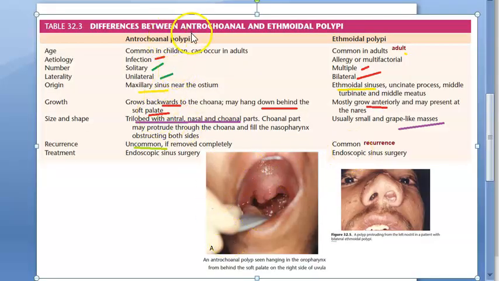Hello people, in this video let us look at the differences between the antrochoanal polyp and the ethmoidal polyp. Basically in nasal polyps you have two types, antrochoanal polyp and ethmoidal polyp.